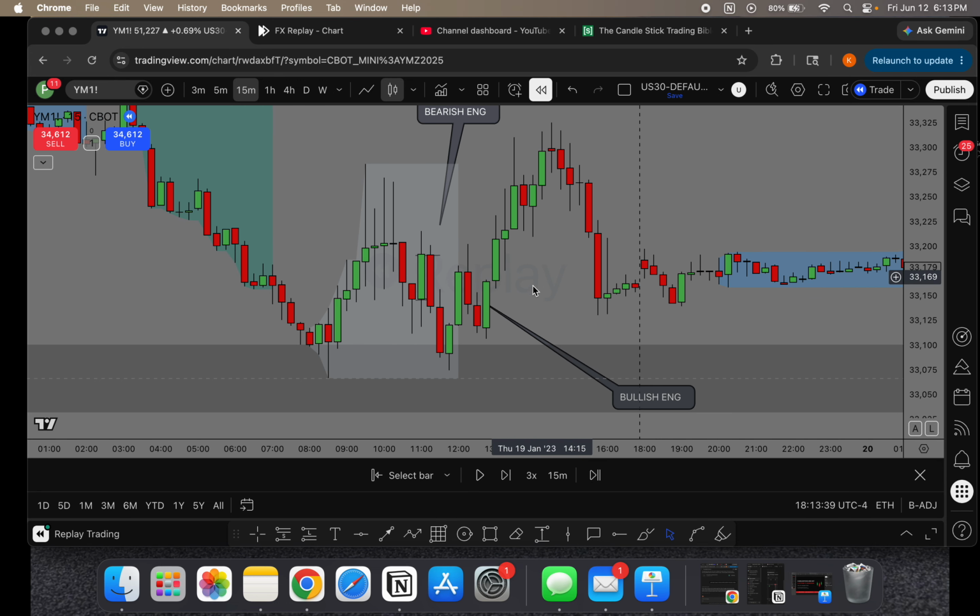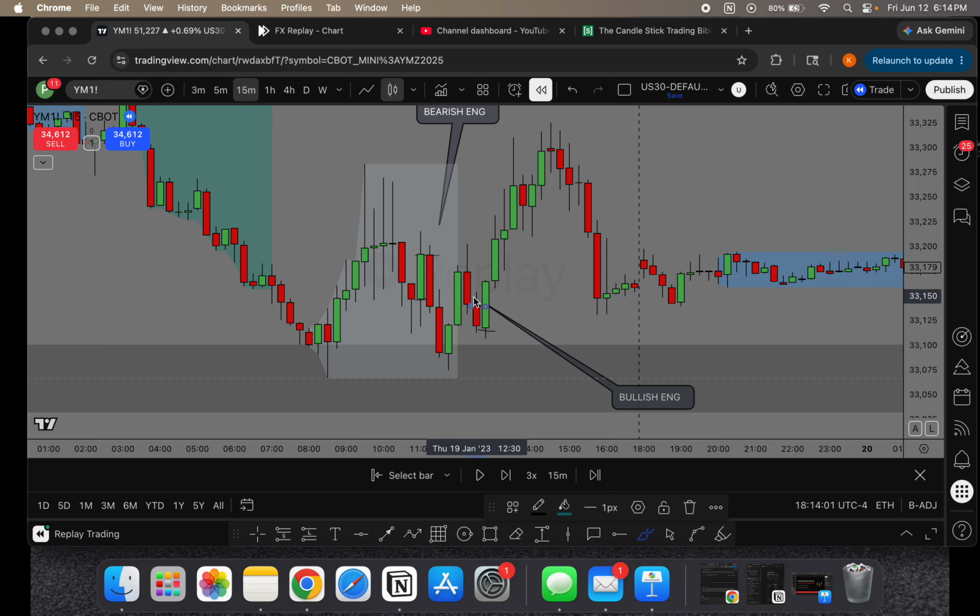Okay. So next we see a bullish engulfing candle. As you see, the body of this green candle completely engulfs and consumes the body of the red candle. Again, this gives us directional intent. It lets us know that the market is proceeding or attempting to go higher. It is showing momentum.